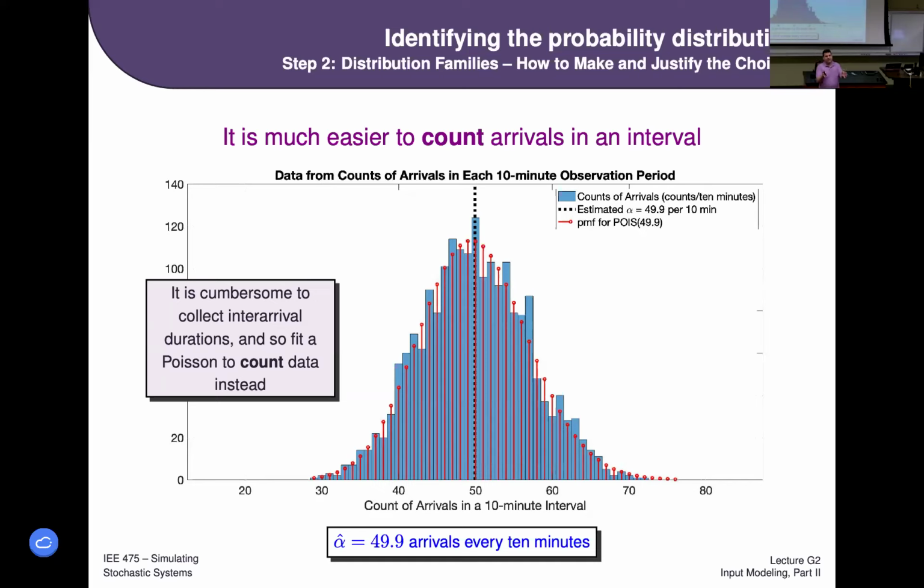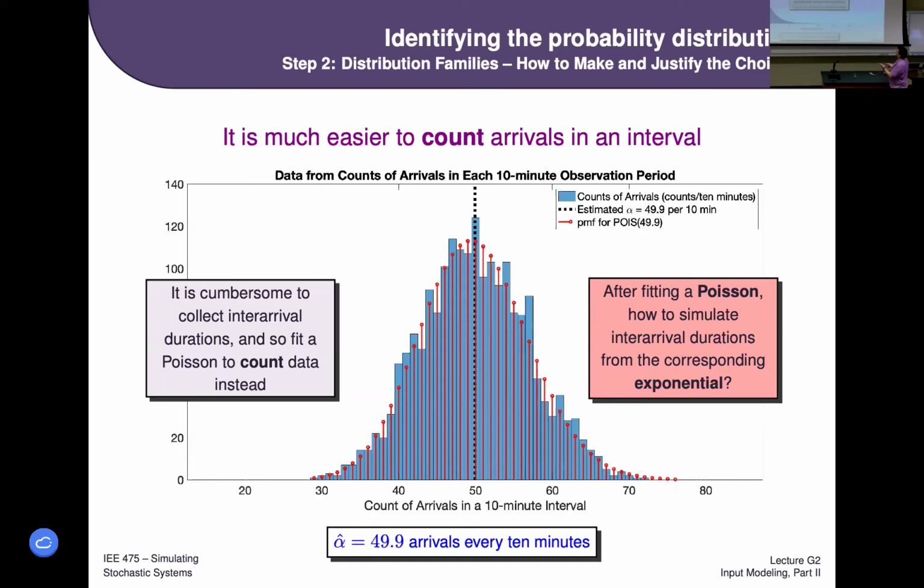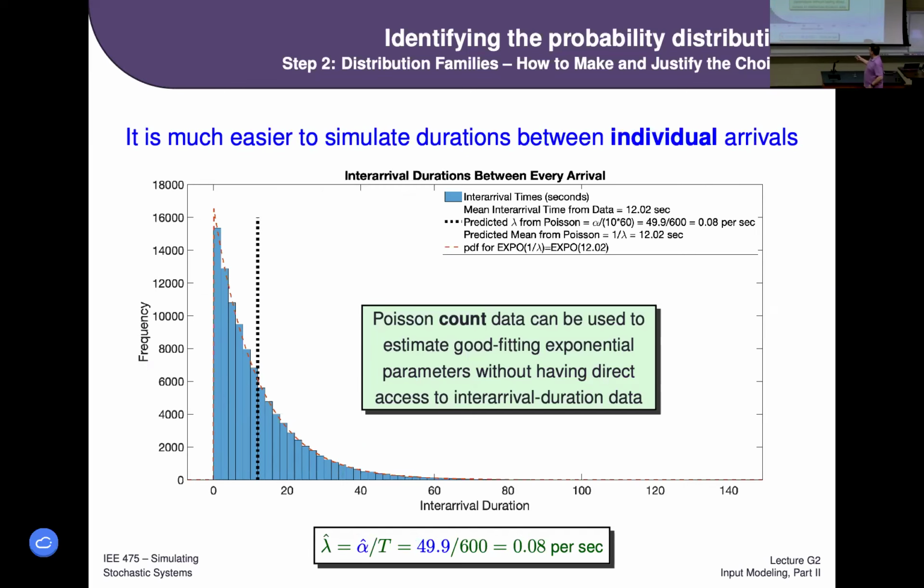Now, I don't know the inter-arrival spacings at this point. I just know these counts. But I can fit a Poisson. And that Poisson tells me that I get on average roughly 50 arrivals every 10 minutes. That's what I get from these data. What's cool about that is if I take that 50 arrivals and divide it by the length of the time interval, so 49.9 or 50 divided by 600, since I want this per second and 600 is 10 minutes in seconds, I get an arrival rate of 0.08 arrivals per second. And that I can use as a parameter for an exponential.